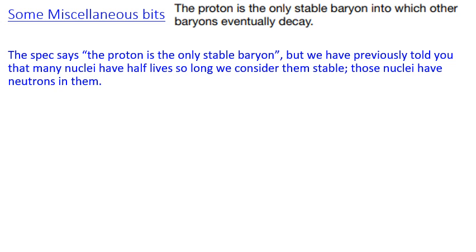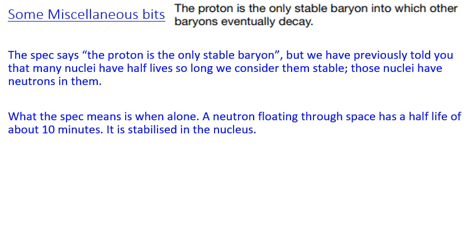There's now a few slides on just some miscellaneous items that you should know as part of the course. So there's a throwaway line in the spec that says the proton is the only stable baryon into which all other baryons decay. Now that might seem very strange because we've previously told you things like carbon-12 are hugely stable. They've got half-lives of inordinately long periods and they've got neutrons in them. So how can these neutrons be unstable?